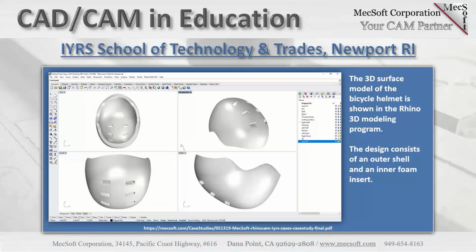Now here we're looking at the helmet design in Rhino. So you have a number of views of the helmet. You have an outer shell, and then you have holes in the top, and then you have it trimmed at the bottom. And you see that it's outfitted with foam inserts on the inside of the helmet.